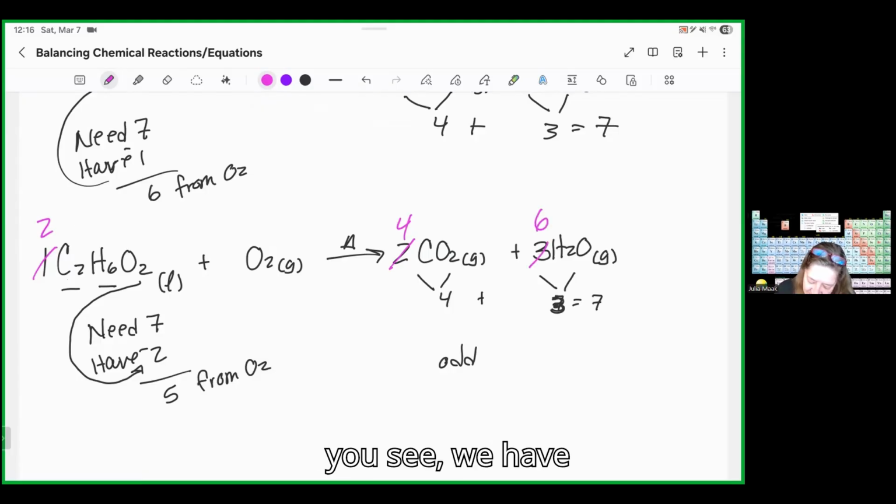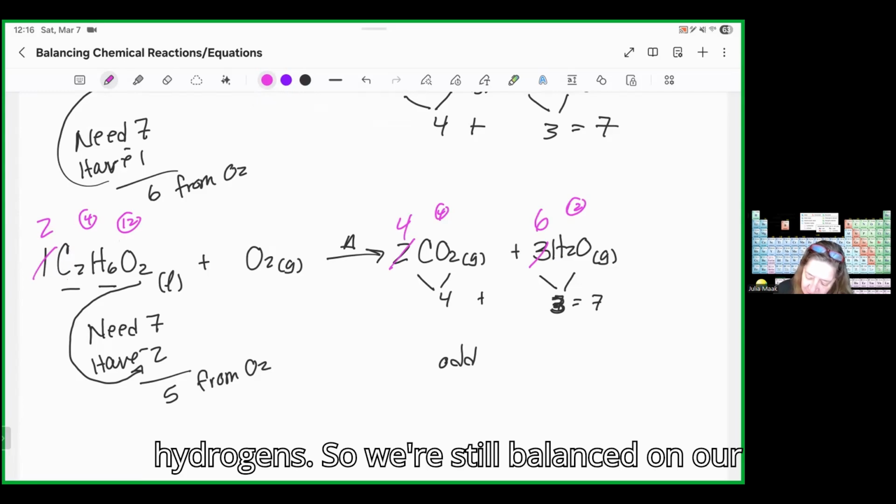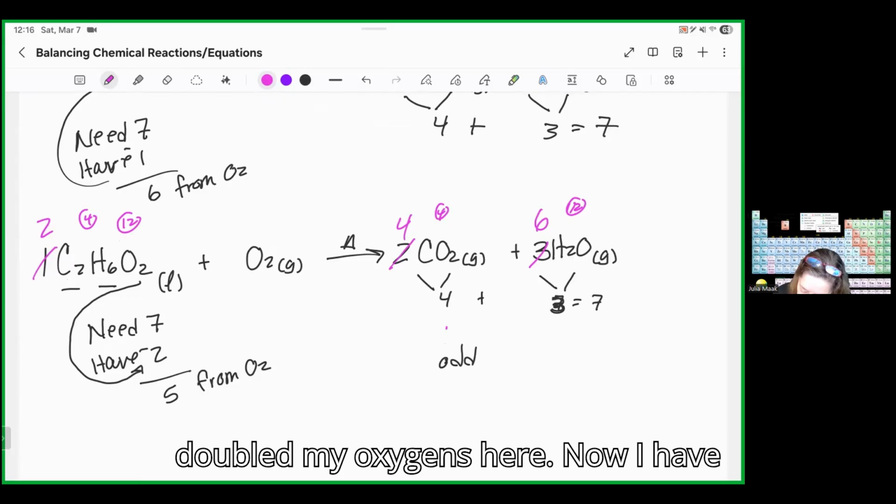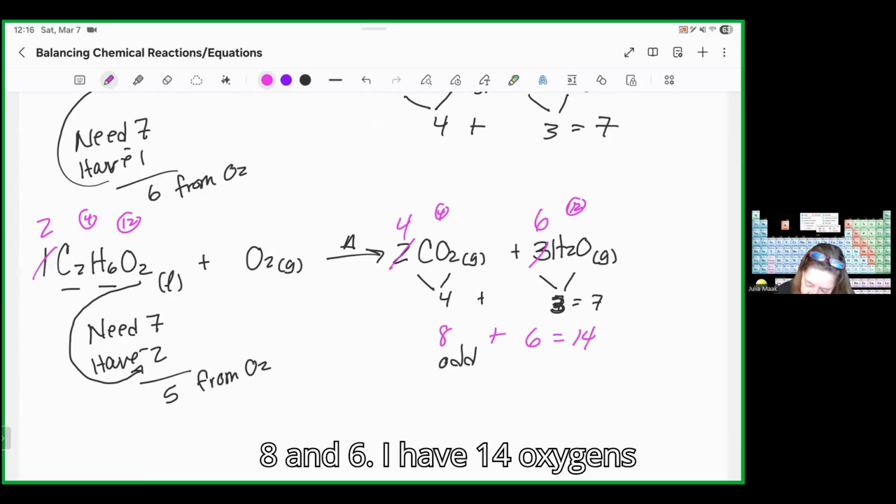So you see we have 4 carbons, 12 hydrogens, 12 hydrogens. So we're still balanced on our carbons and hydrogens. Okay, but that doubled my oxygens here. Now I have 8 and 6. I have 14 oxygens here.